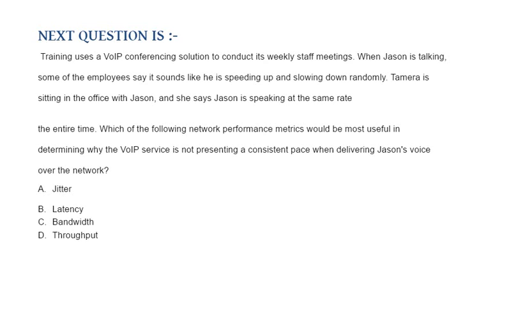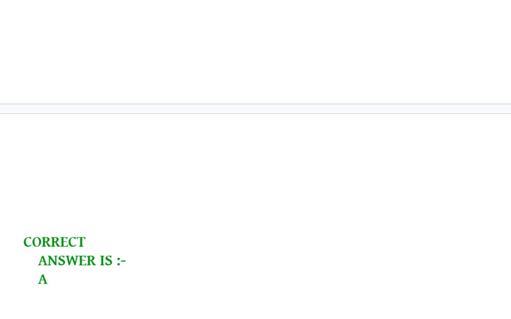Option A. Jitter. Option B. Latency. Option C. Bandwidth. Option D. Throughput. Correct answer is option A.